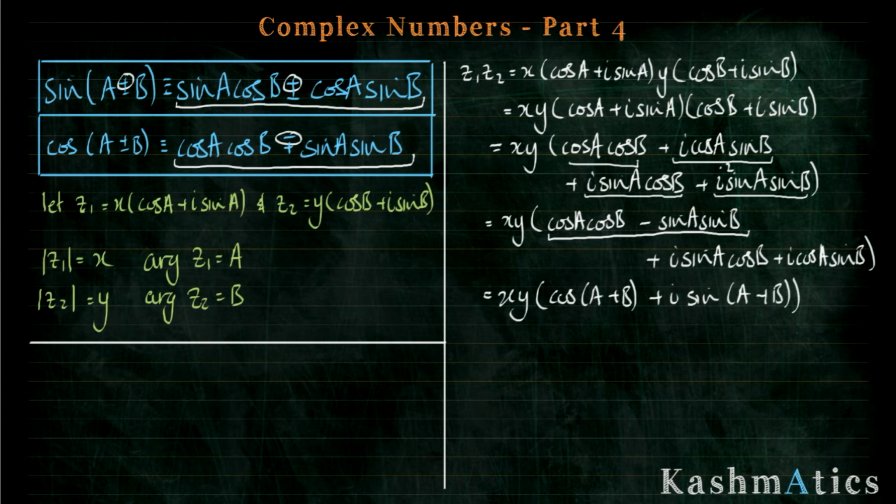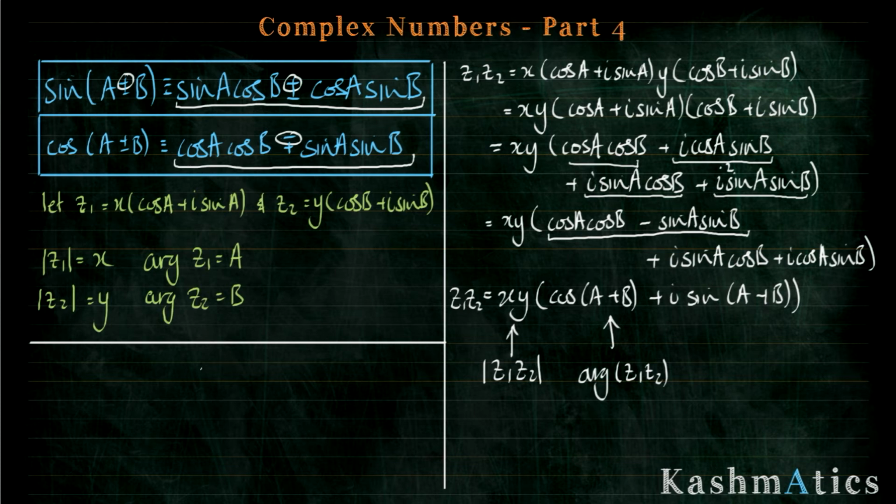Now remember, the whole point of doing this is so that we've got z1 z2. And what that means here is that this number here is the modulus of z1 z2. And this here is the argument of z1 z2. So let's just generalize this result. So when we want to multiply two complex numbers, we would multiply the moduli, however you say it, but with the arguments you'd add them.